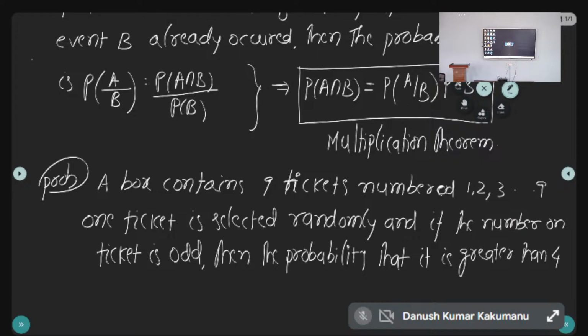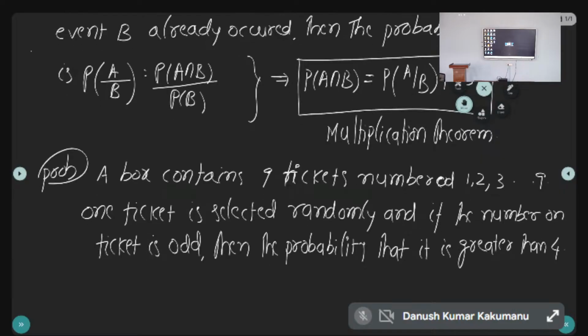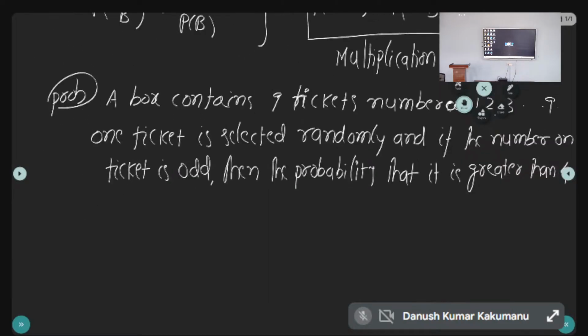How is that 3 by 5? Very clear, my logical answer. Solution: P of number greater than 4, with simple notations I am writing. Total 5 and numerator 3. Clear?